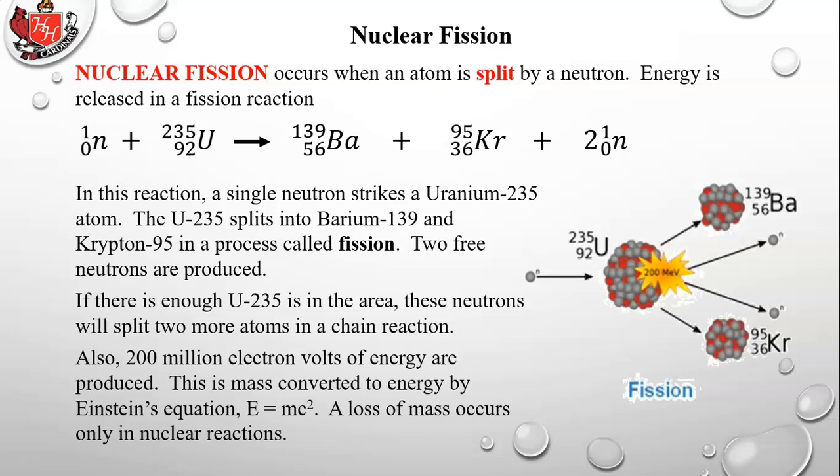Also, 200 million electron volts of energy are produced. That's a very tiny amount, but if you have massive numbers of uranium atoms, it adds up. Obviously, that's how atomic bombs work.